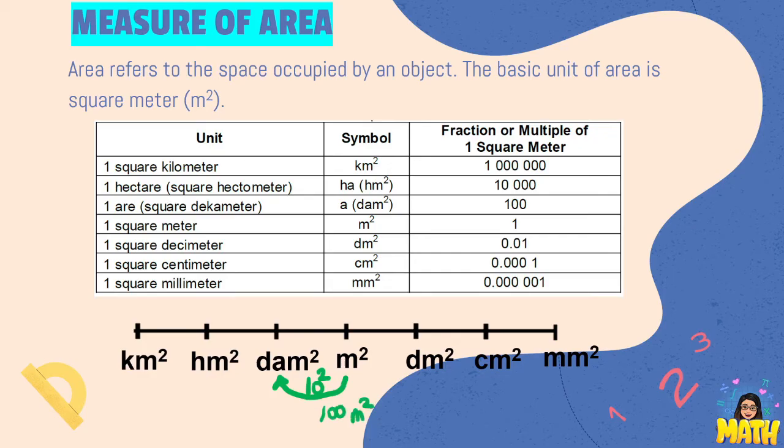So it means 100 square meters is equal to 1 square decameter, or we can have this 10 squared times 10 squared times 10 squared, that is 10 to the 6th power, or 1 million. So it means 1 million square meters is equal to 1 square kilometer. Okay, so that's how we deal with it.